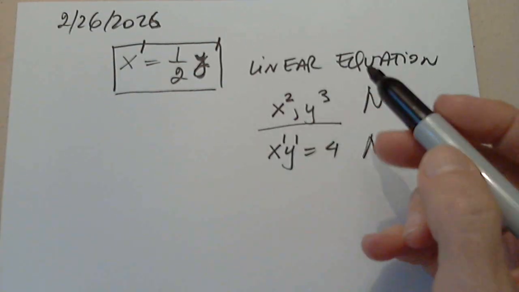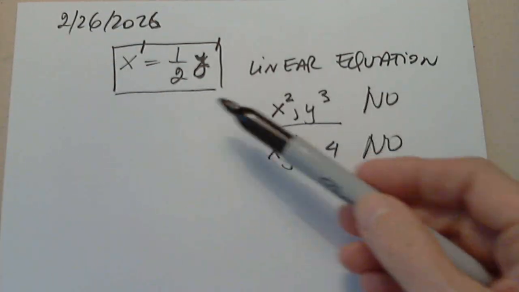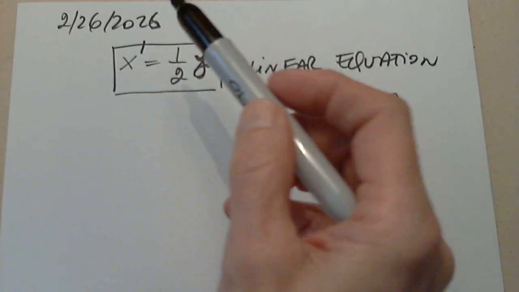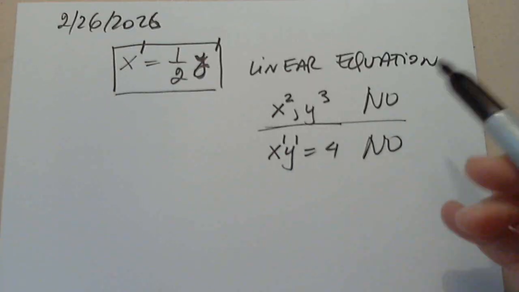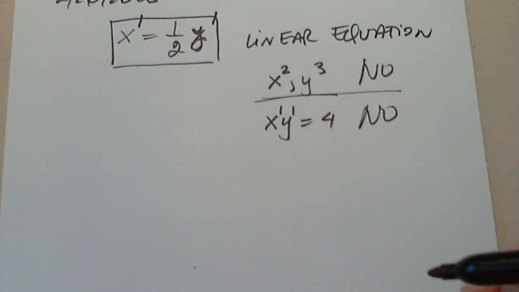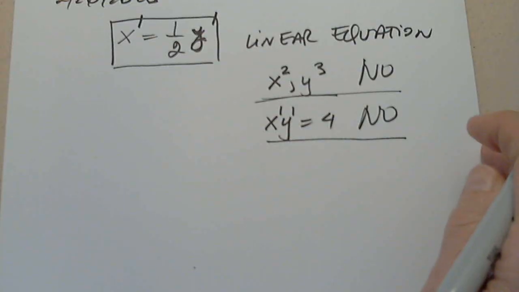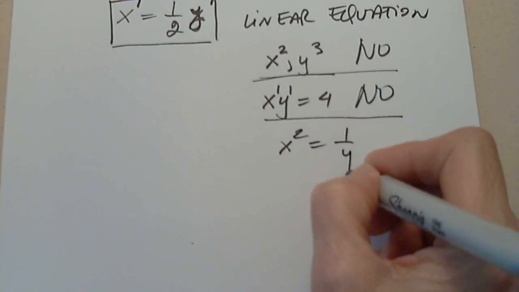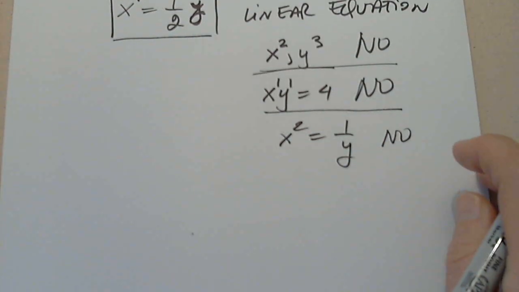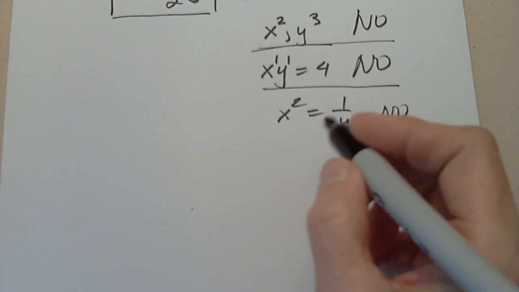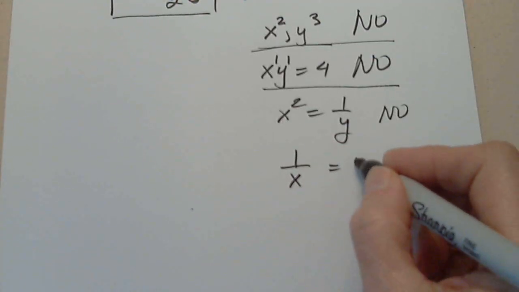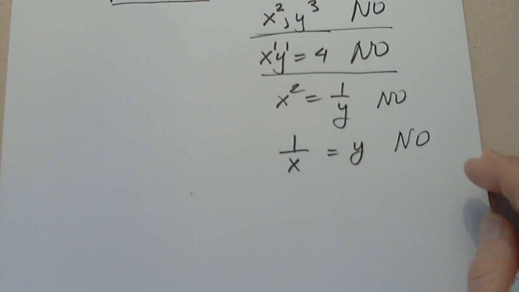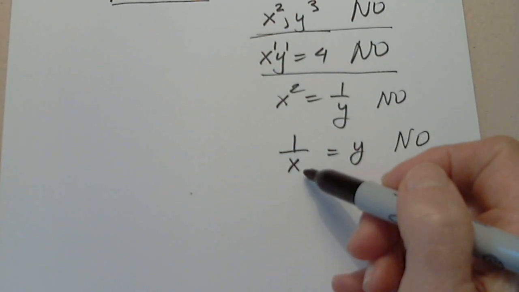So if I see elements in an equation like x squared, y cubed, x to the third, or anything other than power 1, I will say not linear. If I see a product of variables, that's not linear. If I see x squared equals 1 over y, no. No variables in the denominator. So 1 over x equals y is not linear, because it has variables in the denominator.